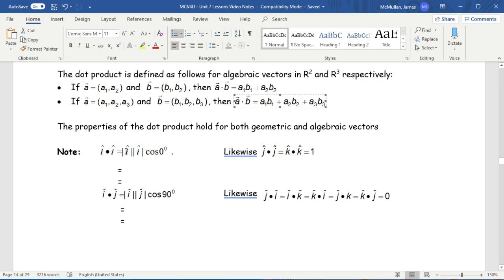I dot i is just equal to 1. I guess what they want us to say here is i squared, and that's just equal to 1. I dot j would be 1 times 0, which would be 0, because i and j are perpendicular vectors. j dot j and k dot k are also 1. And i dot k, j dot i, k dot i, j dot k, and k dot j are all 0 because they're all perpendicular to each other.